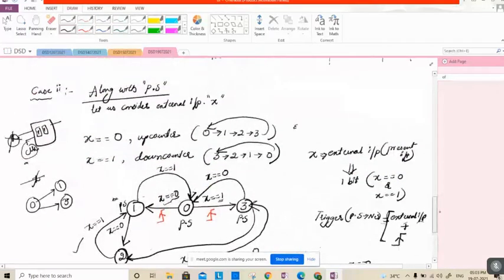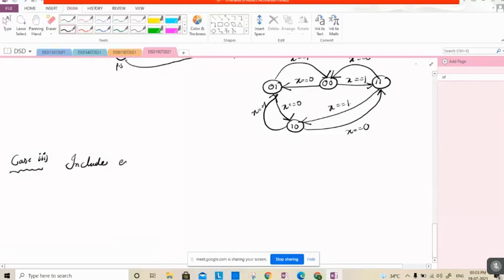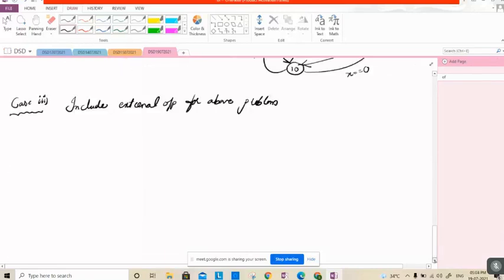Now, what we have discussed is case 3: include external output for the above problem.